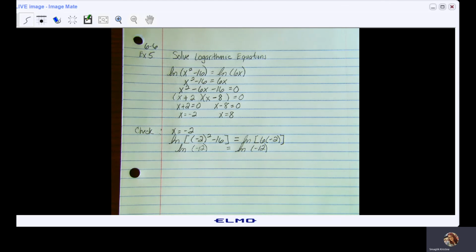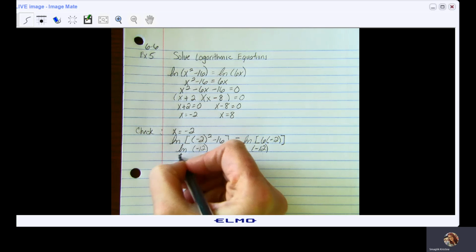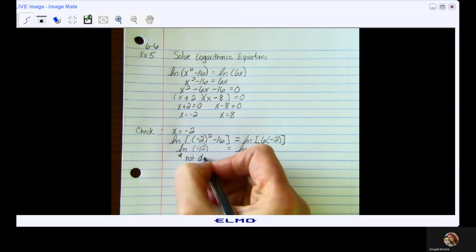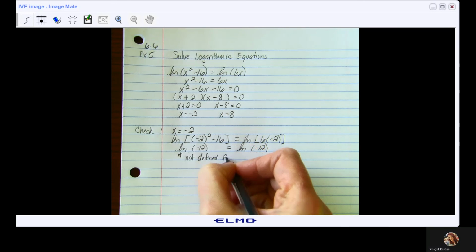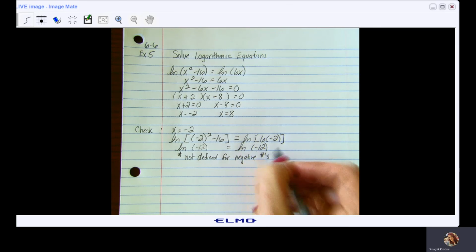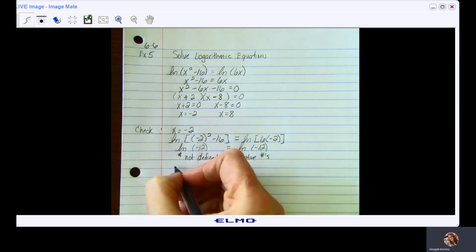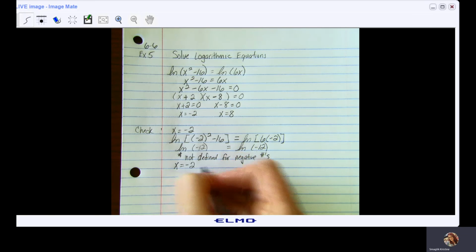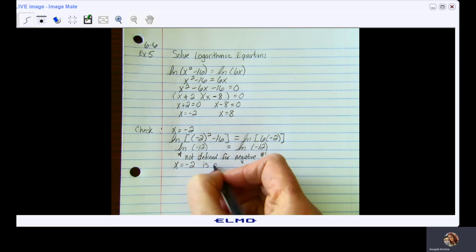Now, you might look at this and say, oh, well, that's a true statement. But let's think about it. We have a domain restriction with natural logs. These cannot be negative. Logarithms are not defined for negative numbers. So therefore, we're going to say x equals negative 2 is an extraneous solution.